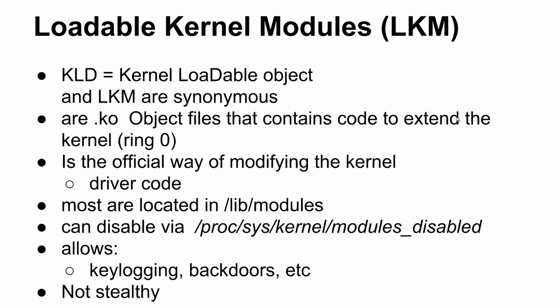So loadable kernel modules, also known as LKMs, are synonymous with kernel loadable objects, or KLDs. We're just going to call them LKMs for the remainder of this course. They are typically .ko files that contain binary code that is meant to extend the kernel. So it's designed specifically for operation in kernel space.